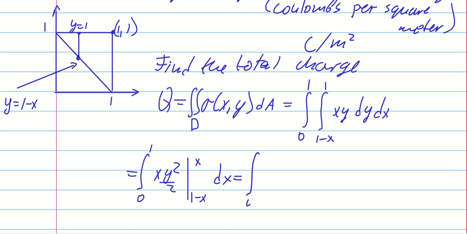which is equal to the integral from 0 to 1. We have to plug in 1 first, so we're going to get x over 2. And then we plug in 1 minus x, so it's going to be x times 1 minus x squared divided by 2 dx.